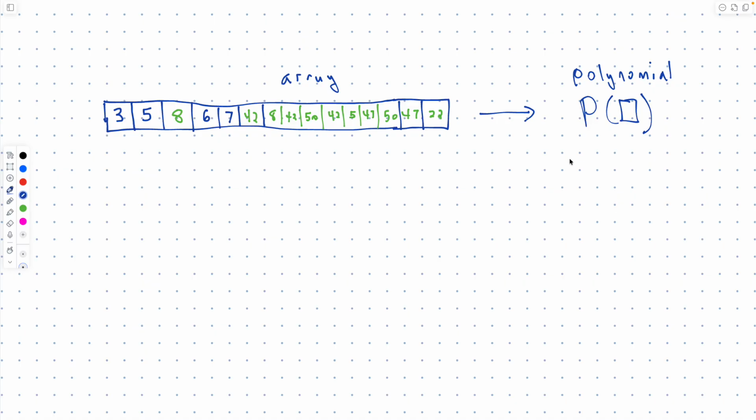So what does a polynomial look like, just to remind you? It's kind of like C0 plus C1x plus C2x squared. What I want to do is take these values and stick them in the polynomial somewhere, and now that polynomial represents these values. So where can I stick them? There are a couple of options, and the most obvious one is to just put them in as the coefficients. So C0 is 3, C1 is 5, C2 is 8.